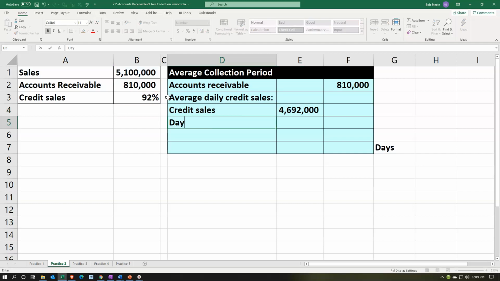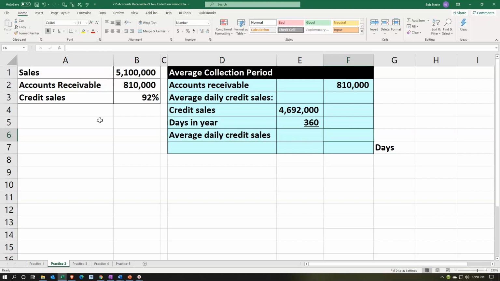Then we have the days in year. And once again, we're going to use the 360, which is 12 times 30 to make it even. So that's why you might use 360 as opposed to 365, which is a bit closer to the norm most of the time, or what's the actual number most of the time. That's going to give us the average daily credit sales.